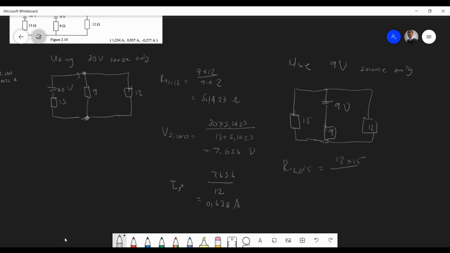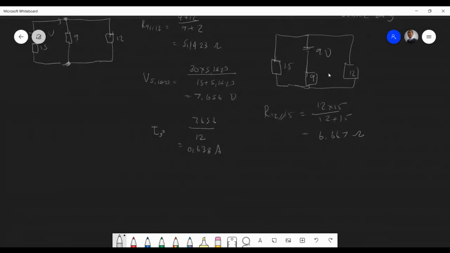12 times 15 over 12 plus 15. That's going to give me what answer? 6.667. Great, right? Once that is done, we can find the voltage drop again across. This is exactly the same approach again. The 6.67, whatever that is. It's 9 and 6.67 plus 9. What's our voltage source there?